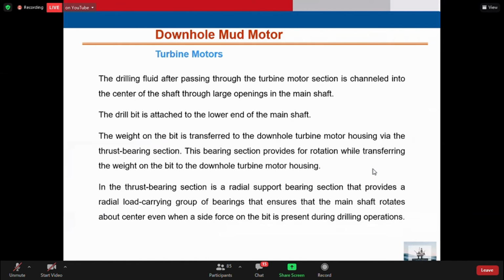In turbine motors, the drilling fluid, after passing through the turbine motor section, is split into two mini channels to enter the center of the shaft through a large opening. It's called the main shaft. The drill bit is attached to the lower end of the main shaft, and the weight on bit is transferred to the downhole turbine motor housing via the thrust bearing. This bearing section provides the rotation and allows transfer of the weight on bit, which is the weight required to drill through the hole.